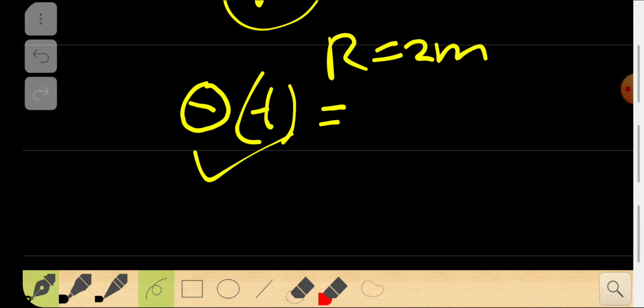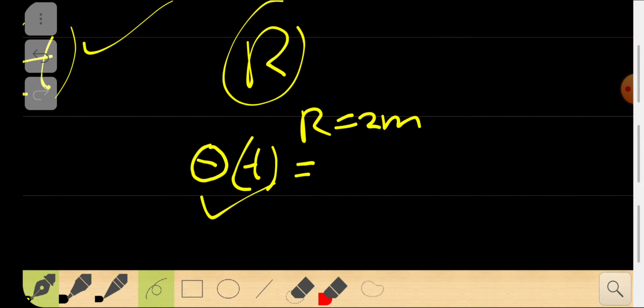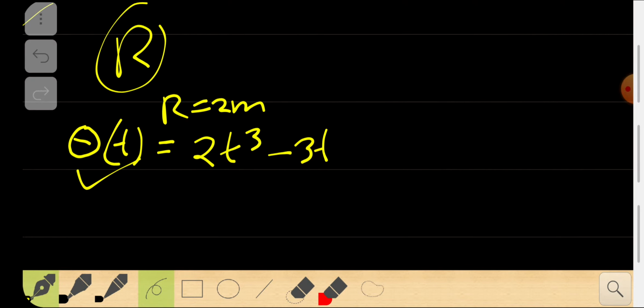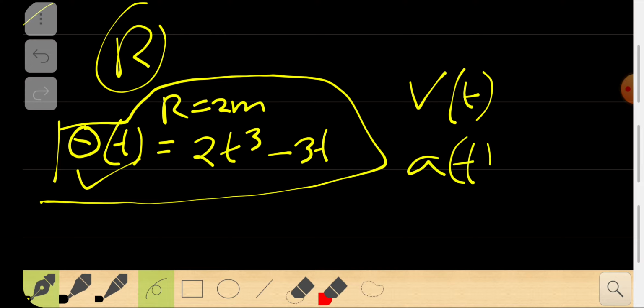So the radius of rotation is 2 meters, and theta is changing as 2t cubed minus 3t, right? So what does this question mean? This is the question, and we need to find the velocity of this body in real time, at different times. At any time, what's the velocity, what is the acceleration, in different axes, in different directions? It is two dimensional, right?